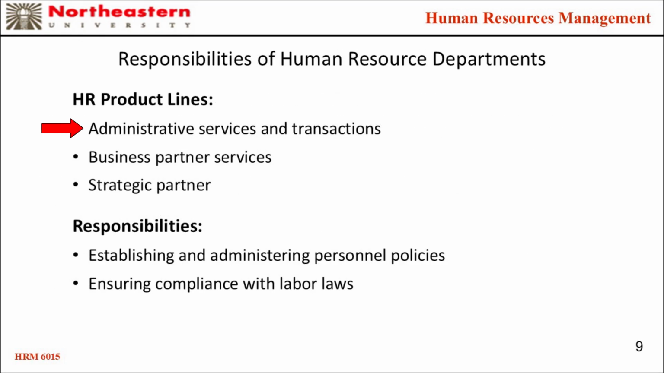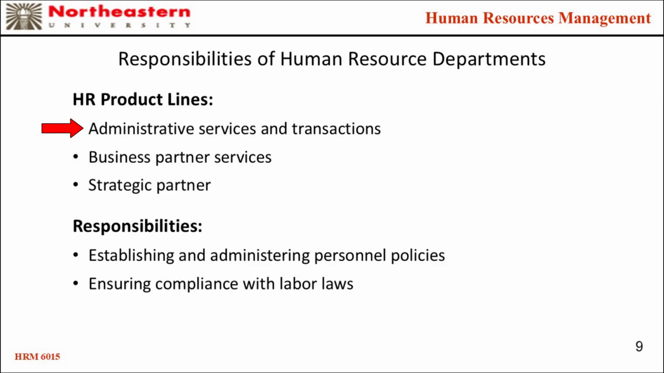All the administrative transactions and services that you provide: the hiring, the separation, the training, the development, the benefits, the selection of health plans, things of that nature, any type of disciplinary action that may be taken, compensation decisions. All of these are administrative services and transactions, and that is part of the HR product line that the staff of HR will owe to their clients, who are essentially the employees of the company.